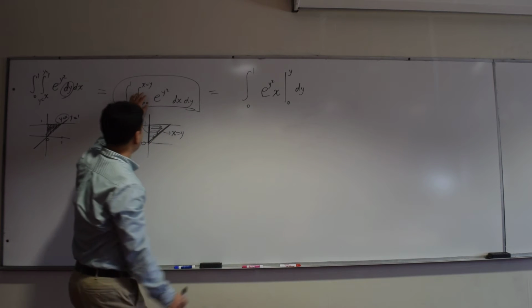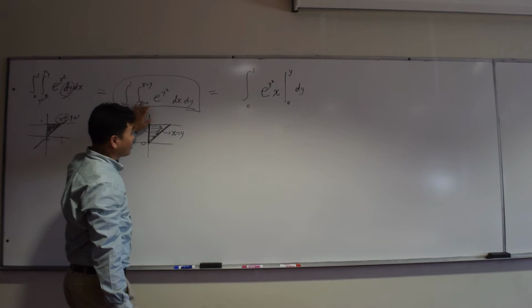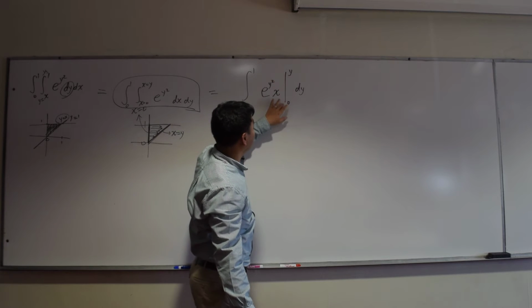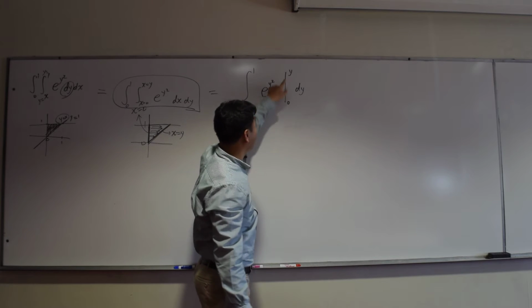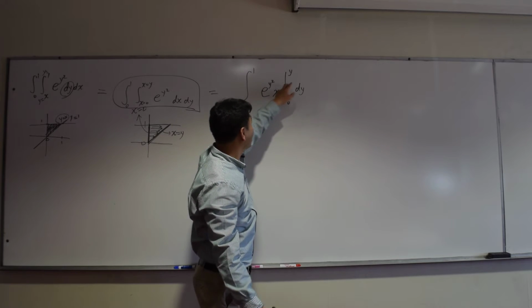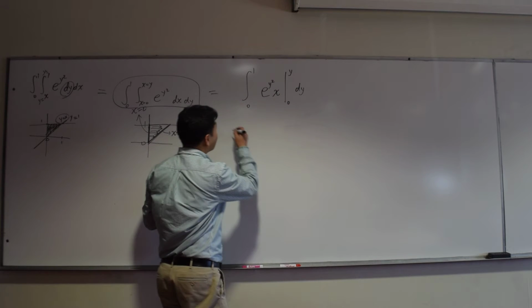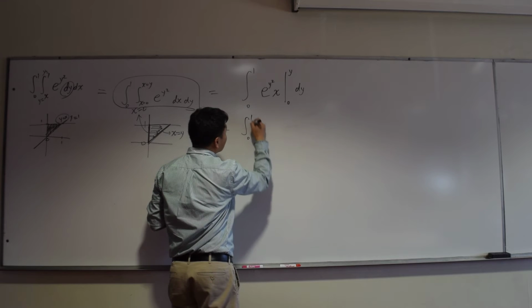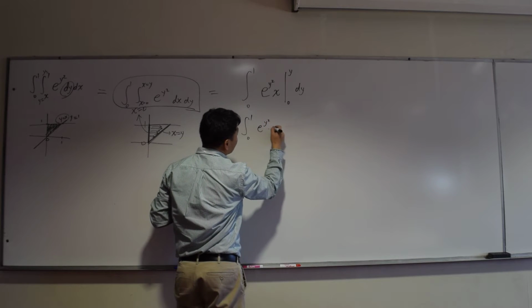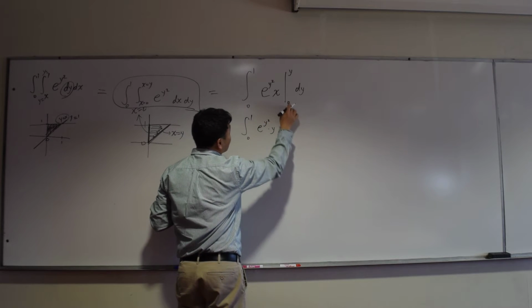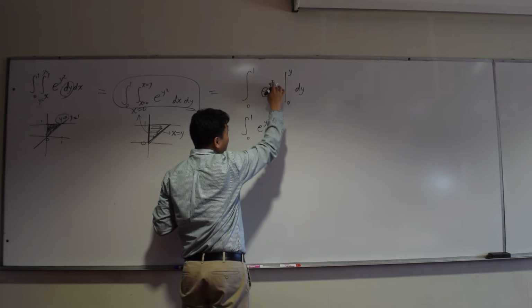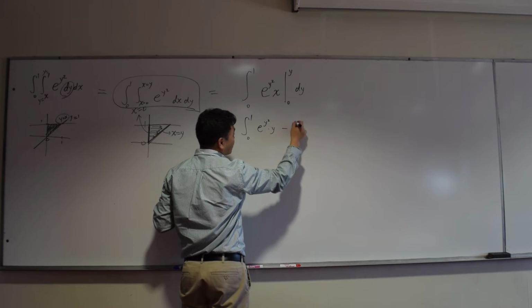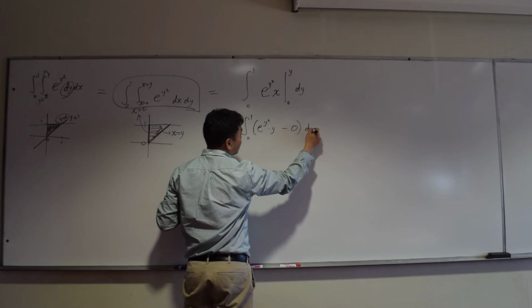And remember, these are x equal to y and x equal to 0. So these endpoints should be plugged into x only. You don't plug these into y. It's x equal to y and x equal to 0. Okay, so y goes into x, creating e to the y squared times y. And then 0 goes into x, creating e to the y squared times 0, but that's just 0. That's why you have to integrate.